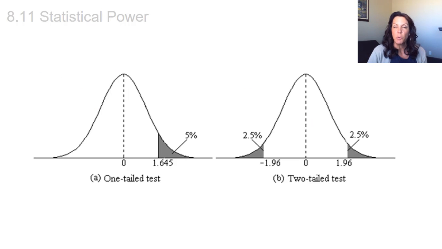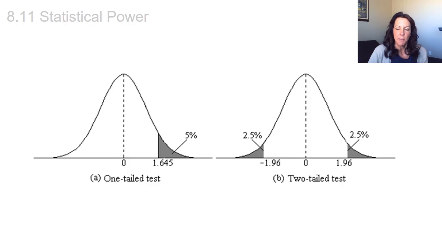We can do power one of two different ways. We can load all of our power into one tail, and this is called a one-tailed test or a directional test. Or we can split up our power into two tails in a two-tailed test, or what we call a non-directional test. So what is the difference?